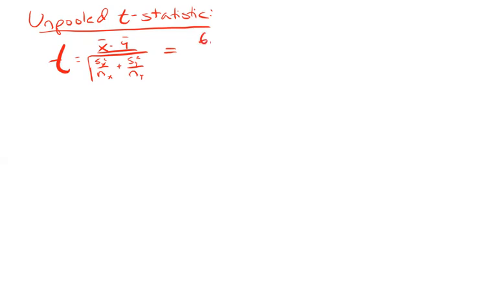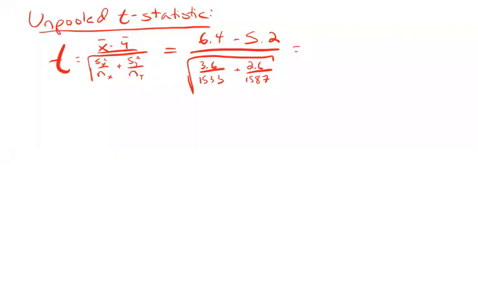So I've got 6.4 here, I'm rounding because why write lots of digits, minus 5.2, the difference in means, divided by, and then I need the sample variances, that's what I calculated. So I've got 3.6 divided by 1533 plus 2.6 divided by 1587. And so if you plug that into a calculator, what you get with this rounding I did here is a T statistic of 19. Okay. Before I talk about that T statistic, let's just do it again with pooling.